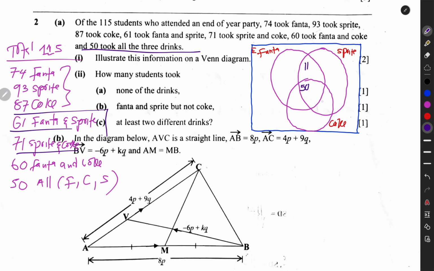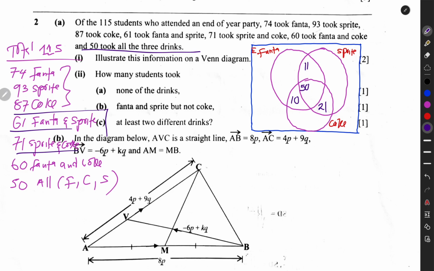We already have 50. So right here will be 21. Then of course Fanta and Coke is 60. So Fanta and Coke, which is right here, is 60. But we already have 50, which means this one will be 10. Okay. Now, I think we are done with the intersection of at least 2.